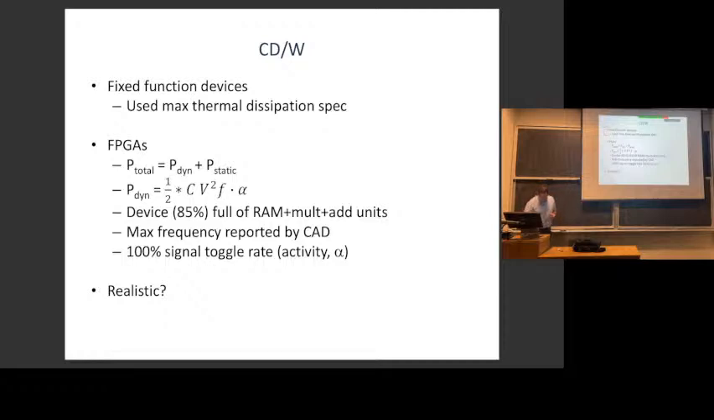For FPGAs, it's a little more complicated because how much power an FPGA takes depends on what you put in it. Not just how fast you clock it, but also what kind of design you put in it. So the basic equation for power is that total power is dynamic plus static. Static is easy for an end user, because it's just a spec of the device. This chip leaks this much current.